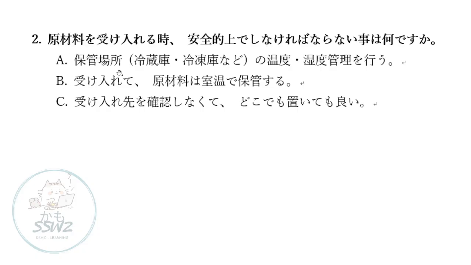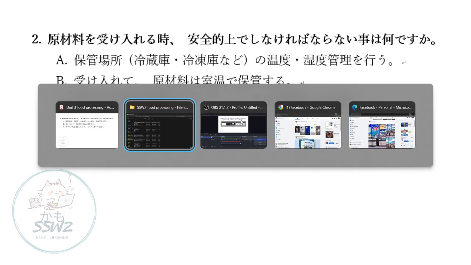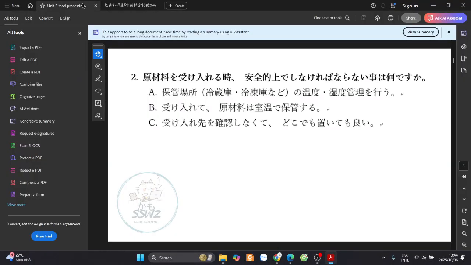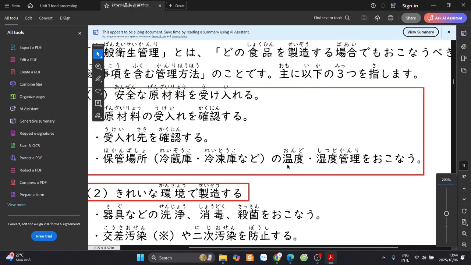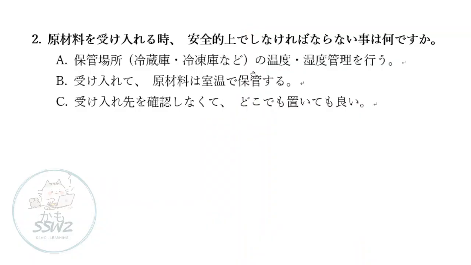When we receive the raw material, B says 原材料 is stored at room temperature, but you can see here in the book that the temperature and humidity must be fixed, so it is not room temperature. So B answer is not right.